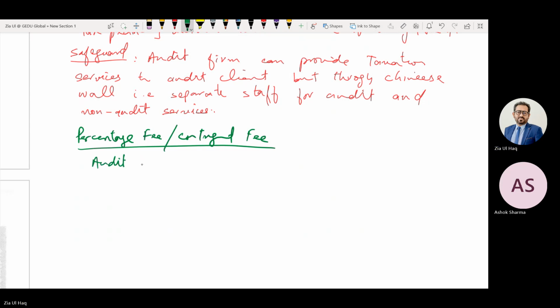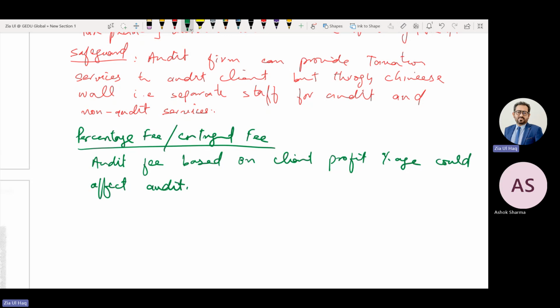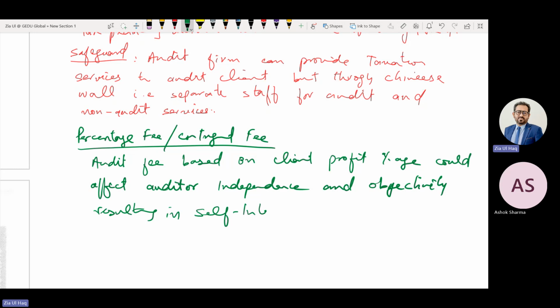Audit fee based on client profit percentage would affect auditor independence and objectivity, resulting in self-interest threat, as well as which other threat? Pressure, intimidation threat.